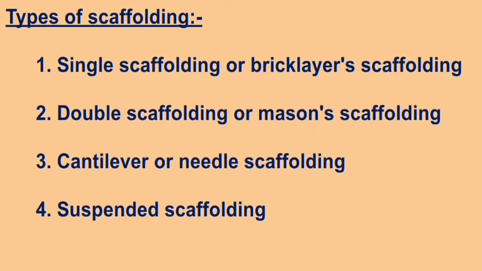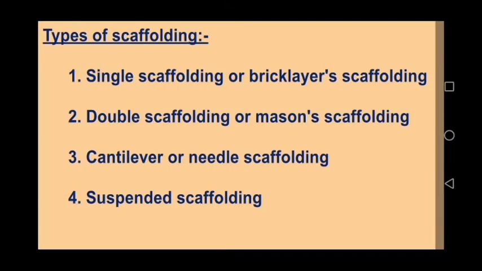Fourth one, suspended scaffolding. This is a very light type of scaffolding and can be used only for maintenance work such as painting, pointing, whitewashing, distempering, etc. The working platform is suspended from the roofs by means of ropes, wires, or chains, and arrangements are made such that the platform can be raised or lowered.